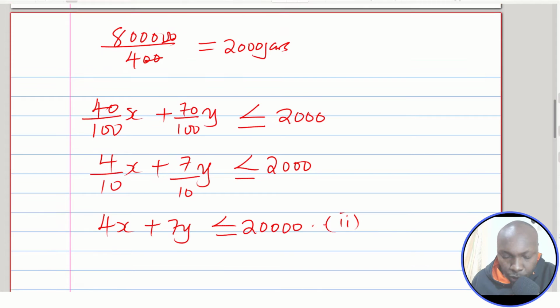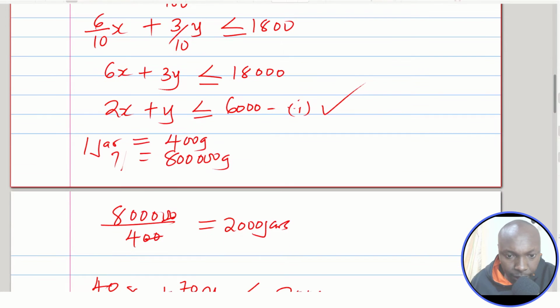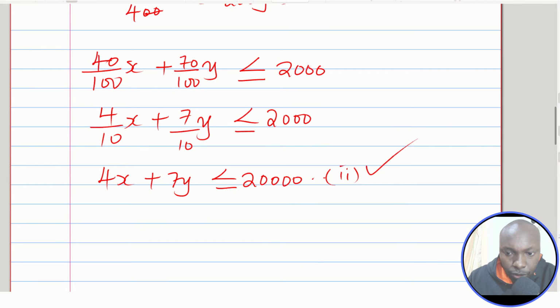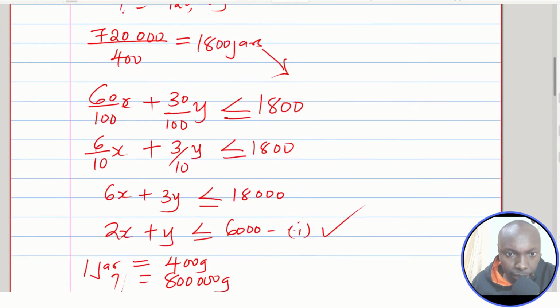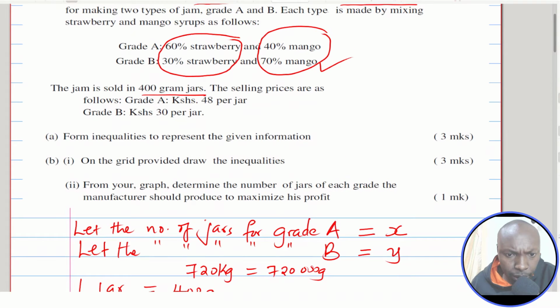So now we have two inequalities. The first one is here and the second one is here. Now the next thing is to find, do we have another inequality that we can get? When you look at the other information, the selling prices are as follows. Grade A 48 per jar and grade B. So from here we can also get another important thing.